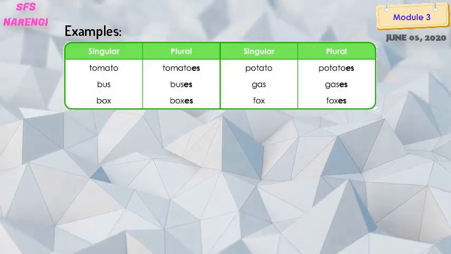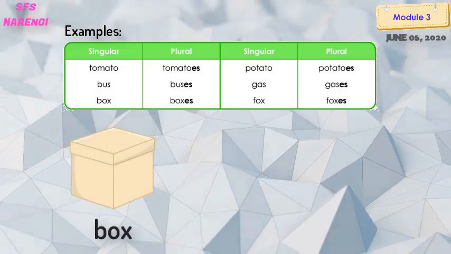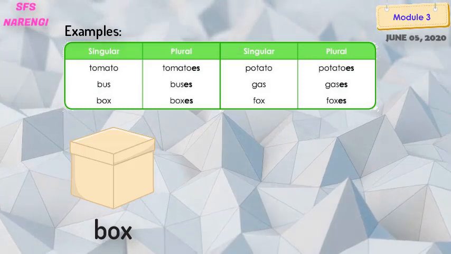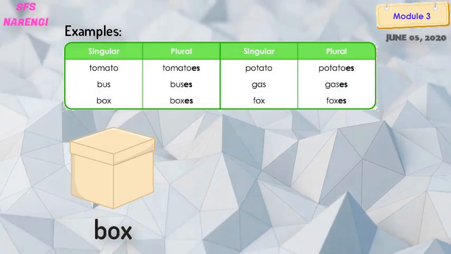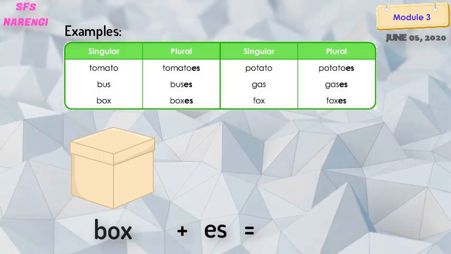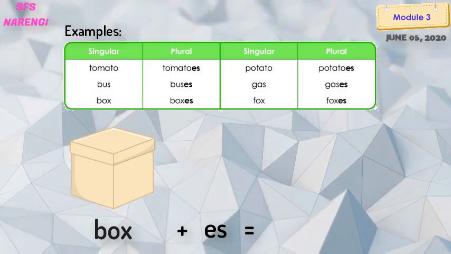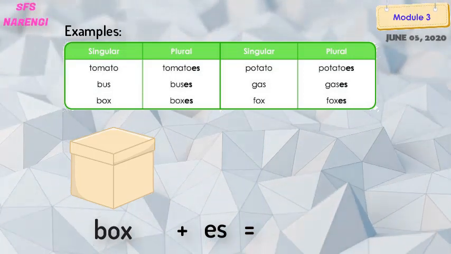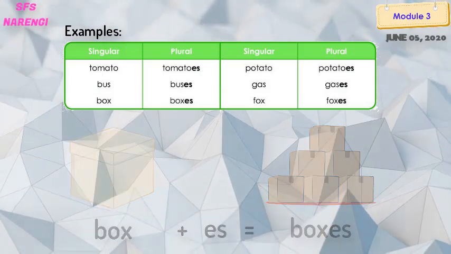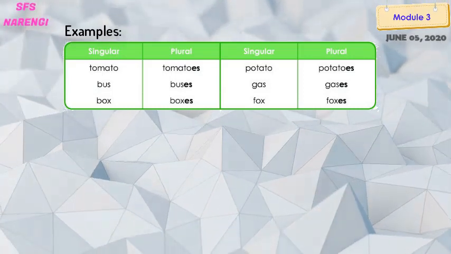Okay. So come to the fifth word, which is box. Box. So what is the last letter of the word? X. So yes, what do we have to add here again? Es. Right? So what is the plural form of the word box? Boxes. Boxes. Yes? Okay. So the last word is fox.